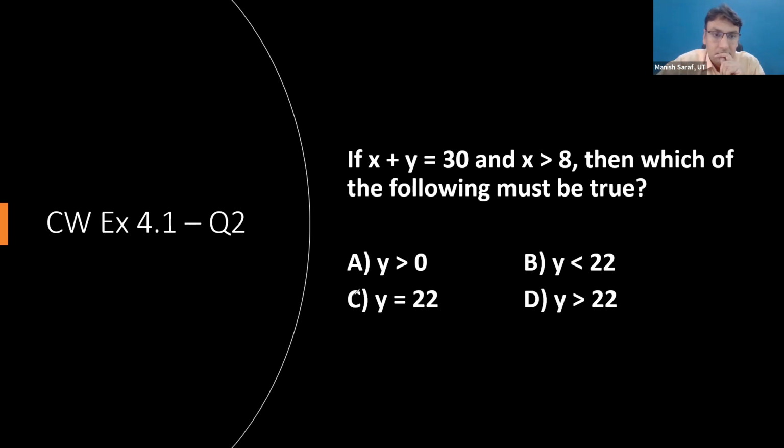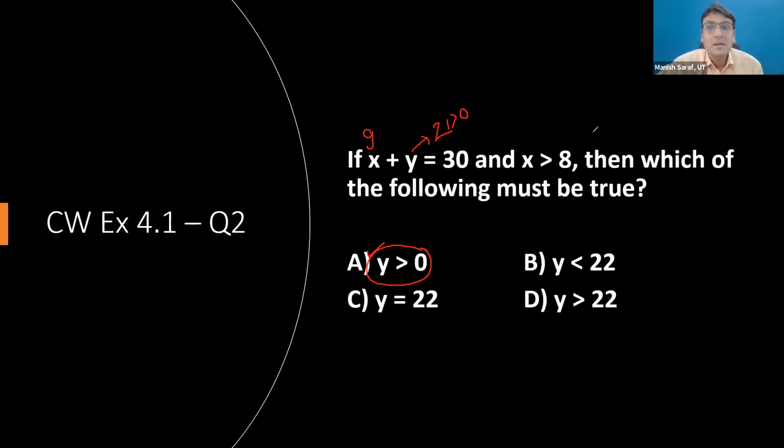Sir, if x is supposed to be 9, then y should be 21. Correct. And 21 is greater than 0. So the answer is option A. Yes. Now let's do a small case in this. Your answer is coming out right, but is it covering all cases? Option A says that y should be greater than 0.